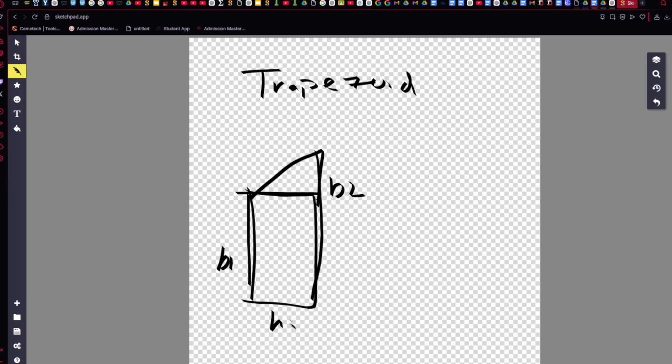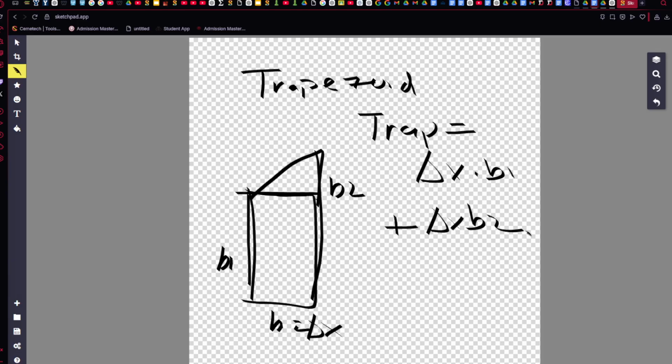Let's say that this is base h, which would technically be equal to delta x. The formula of a trapezoid would then be delta x times B1 plus delta x times B2 over 2. Is that the formula for a trapezoid? Well, I know they take the midpoint. Let me think. So you could factor out a delta x: delta x times (B1 plus B2) over 2.